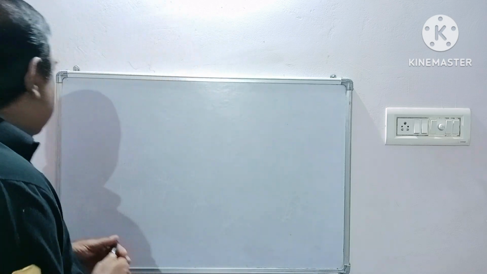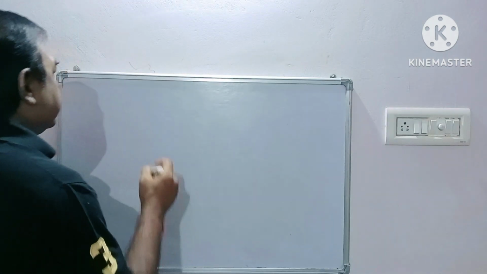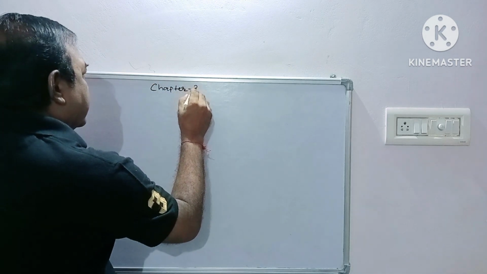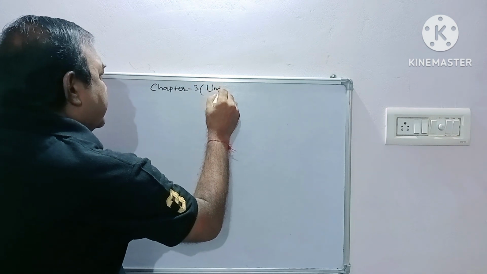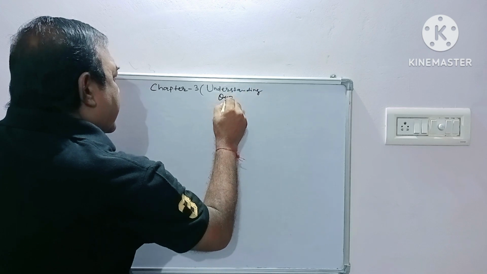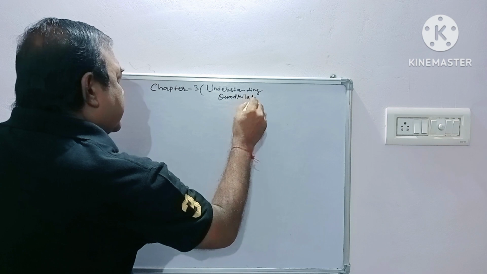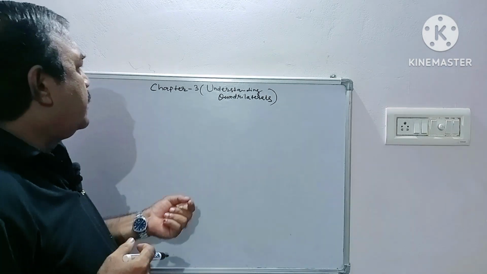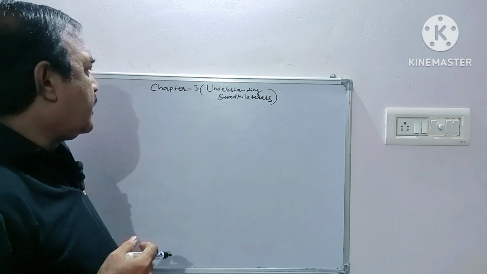Today we will study chapter 3 of the mathematics book of class 8 and the topic is Understanding Quadrilaterals. So this is chapter 3, Understanding Quadrilaterals. So we will discuss quadrilaterals.